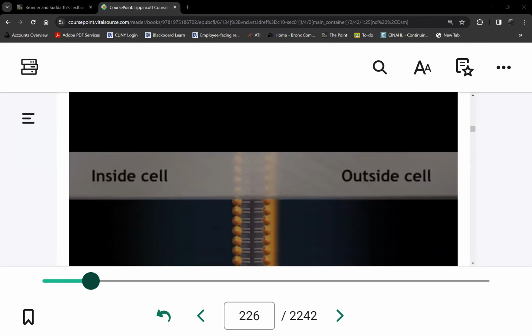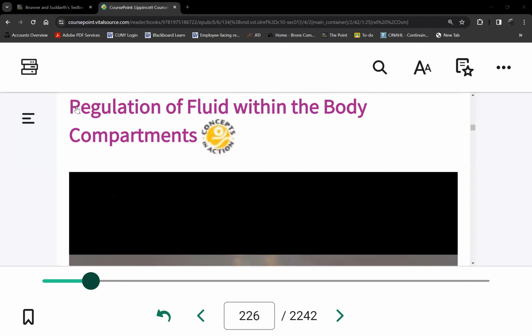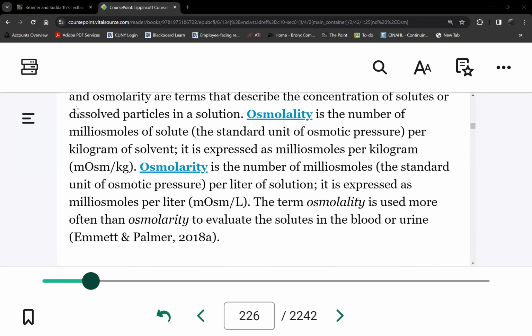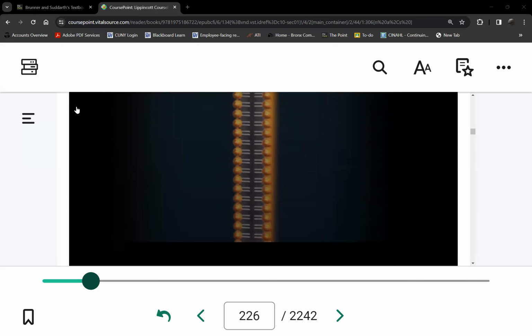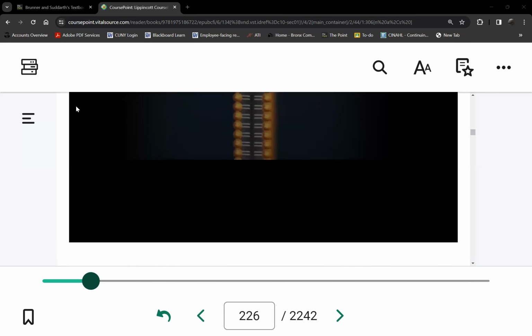So let's go now to how they are regulated. We already explained the passive mechanisms, which is osmosis. That's the most common process that occurs in the body.